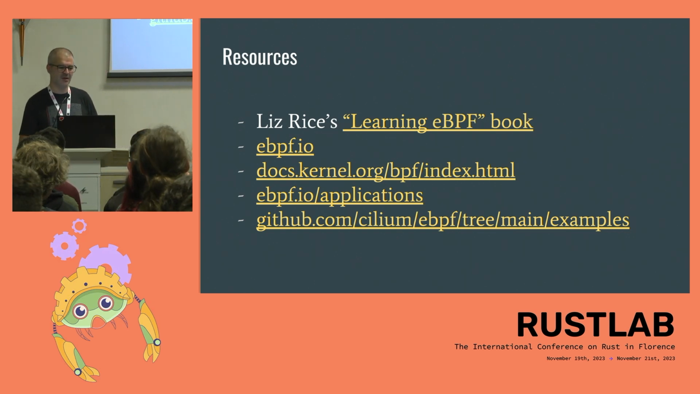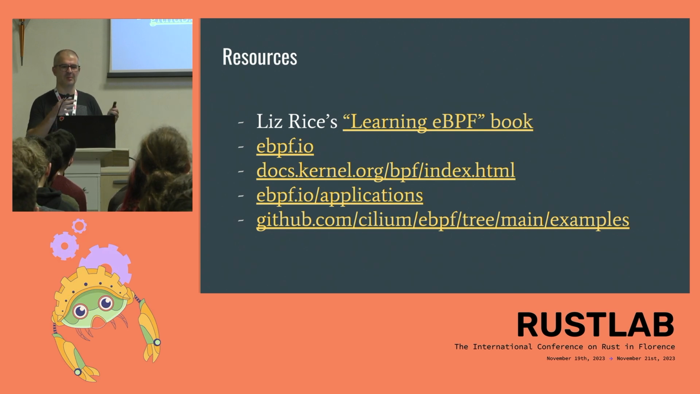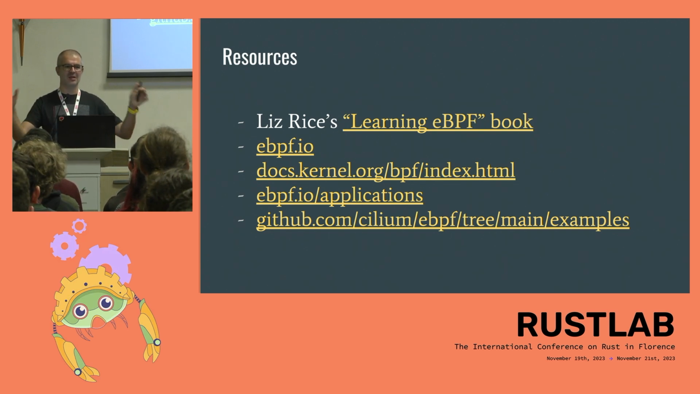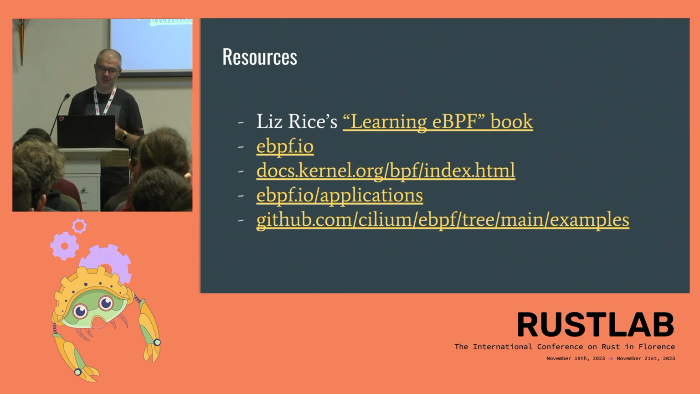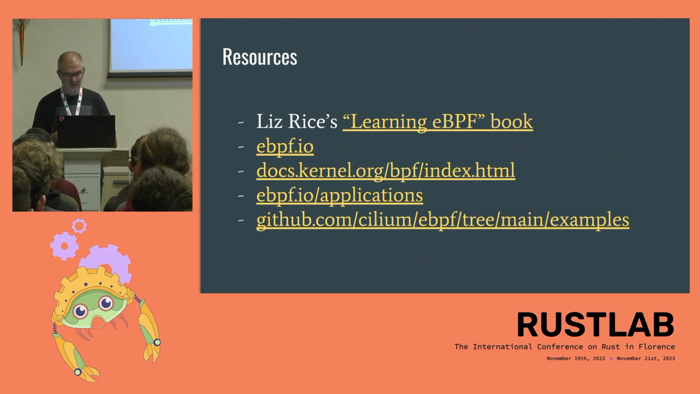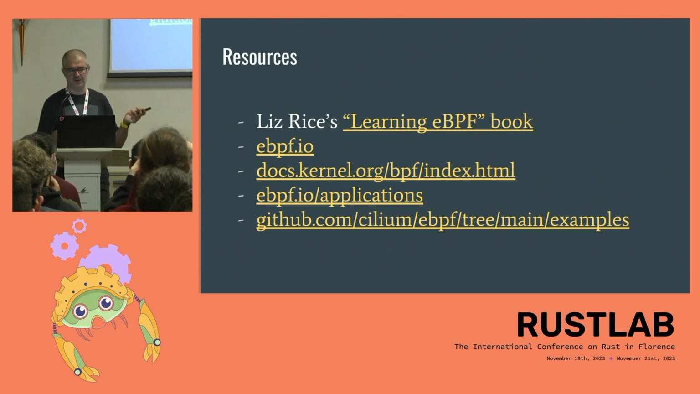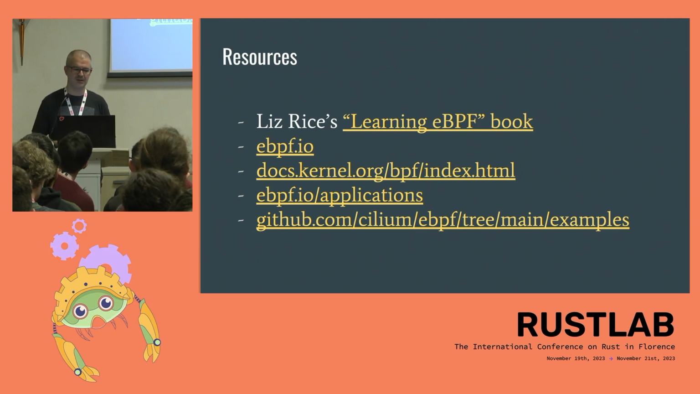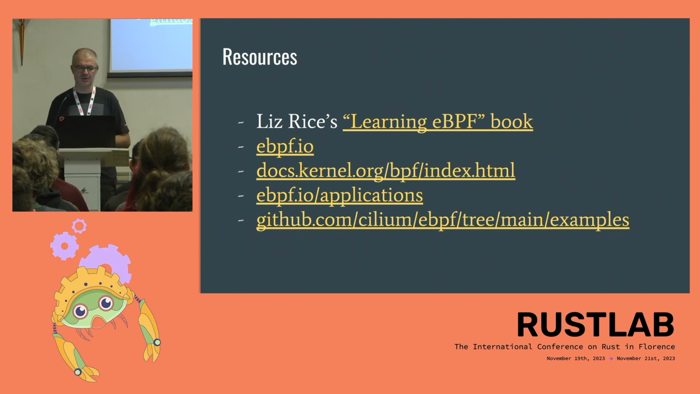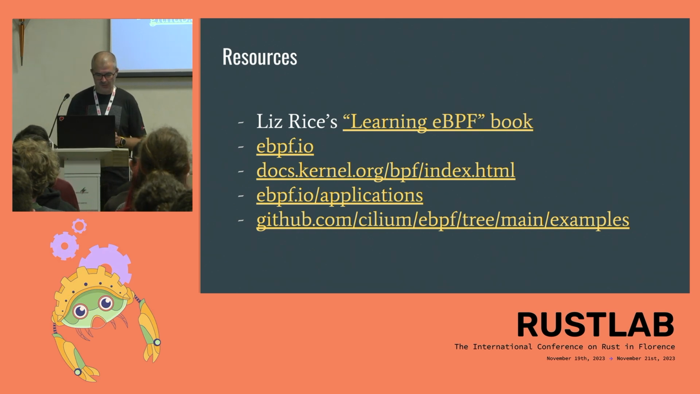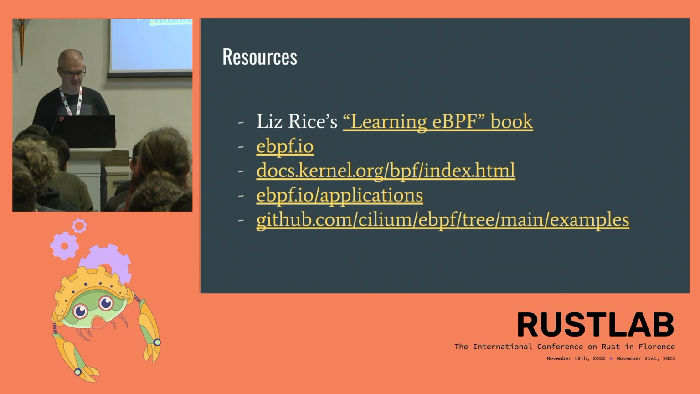Liz Rice's Learning eBPF book from O'Reilly does an excellent job in bringing you through this path and understanding the big picture that sometimes it's hard to find. There's ebpf.io and the kernel documentation, and as I already said, if you want to copy some logic, there are plenty of applications. Some are easier to understand, some others are harder to understand, and of course the example section of the Go library has a lot of good examples.